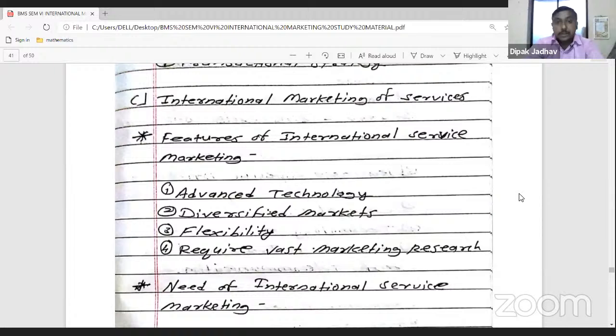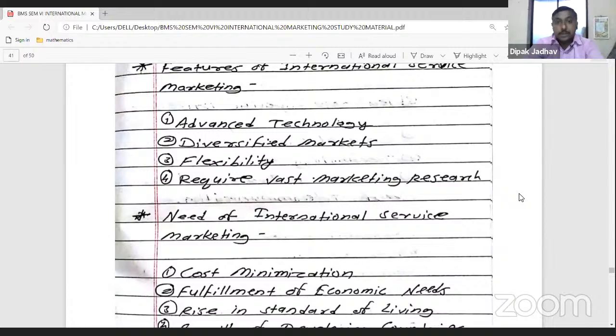It is not only for goods, it is also for services. So, diversifying the market: when you are going into international marketing for services, it diversifies the market from goods and services both, all the way to the customers.